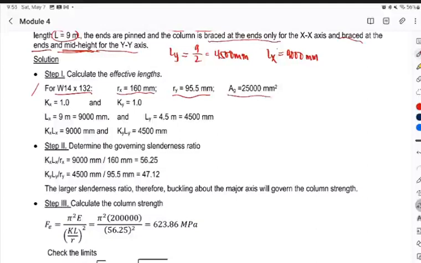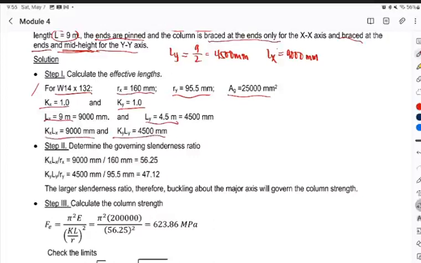Okay, since it is pinned at ends, sabi niya dito, our kx and ky is 1.0. Okay, so L sub x is 9, L sub y is 4.5 meters. It's 9,000 mm and 4,500 millimeters. So kx lx, you just multiply that, is 9,000 and ky ly is 4,500.